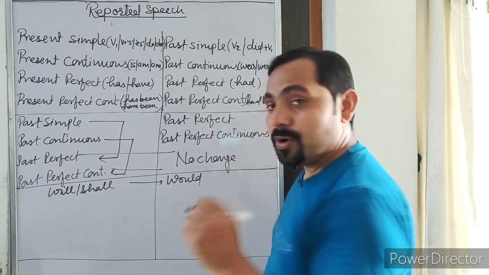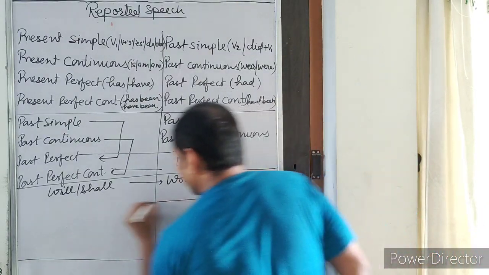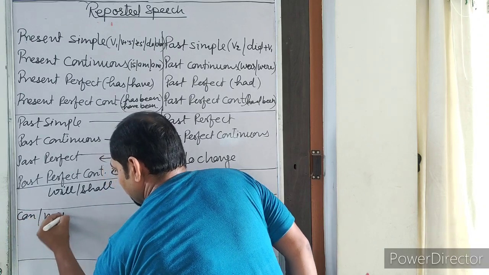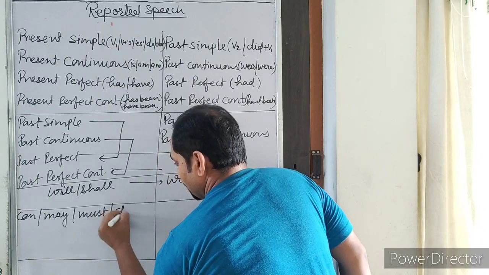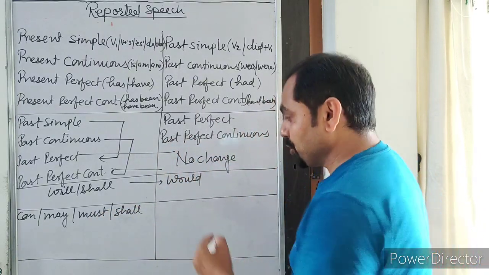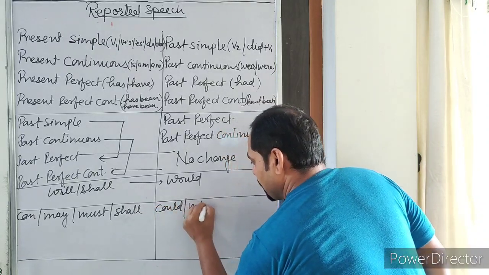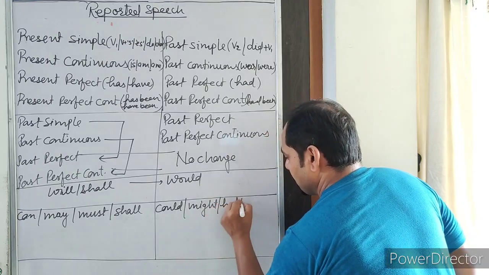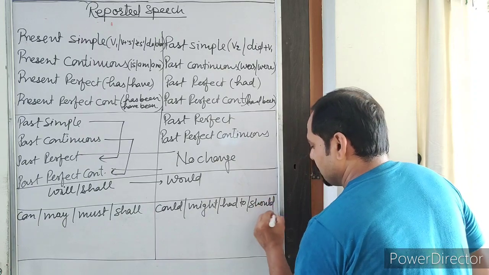Okay, now we'll talk about some more modal auxiliaries. For example, can, may, must, or shall, right? Then we change them into could, might, had to, and should, right?